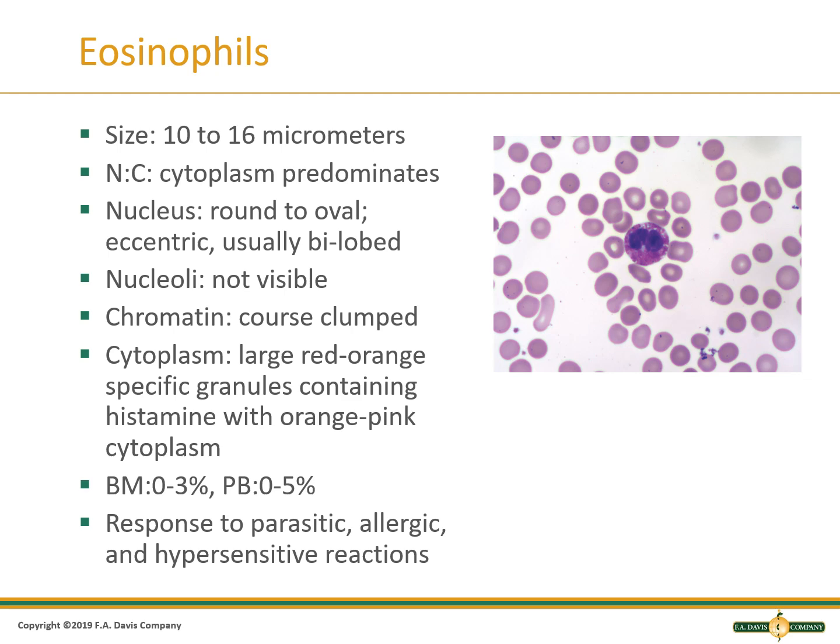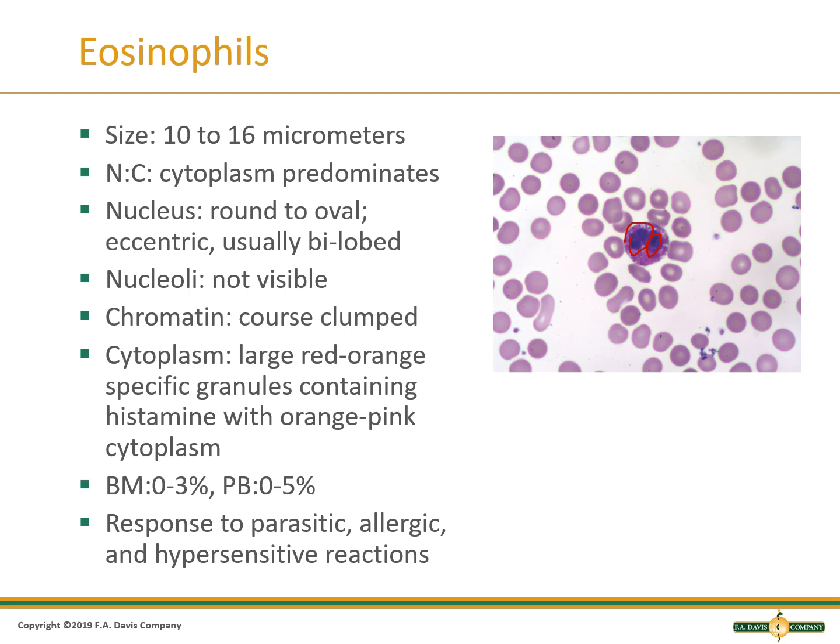The next cell that we're going to discuss are the eosinophils. You can see the size is 10 to 16 micrometers. When it comes to the nucleus to cytoplasm ratio, you can see that the cytoplasm predominates the nucleus. The nucleus is going to be round to oval and eccentric, and it's usually bilobed. You can see here, you've got a lobe here and here. Forgive my less than accurate circling, but you can see what I'm talking about here.